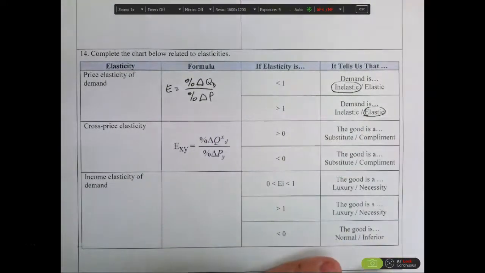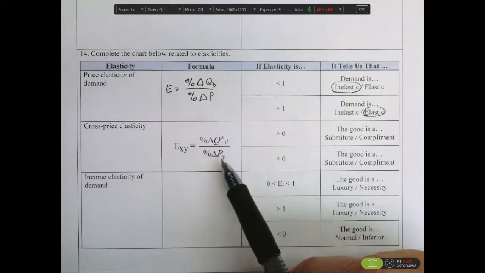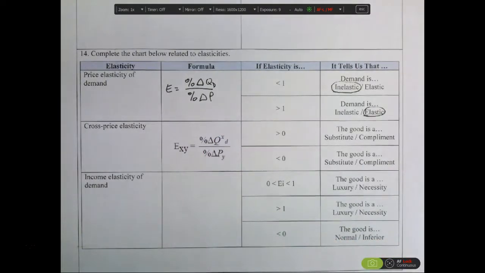When it comes to the cross-price elasticity of demand, what we're looking at is the percent change in the quantity demanded given a percent change in the price of a different good. If they're equal, then they're unrelated entirely. So if there's a percent change in price and demand doesn't change at all, then there's no relationship whatsoever.